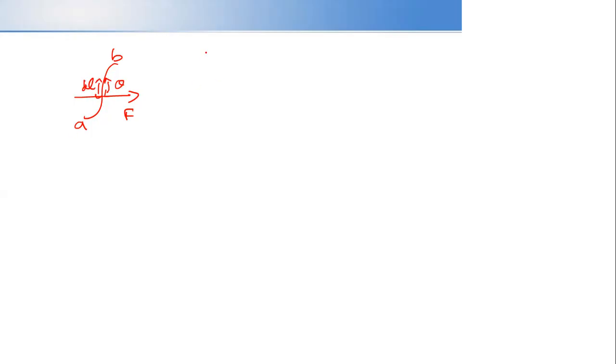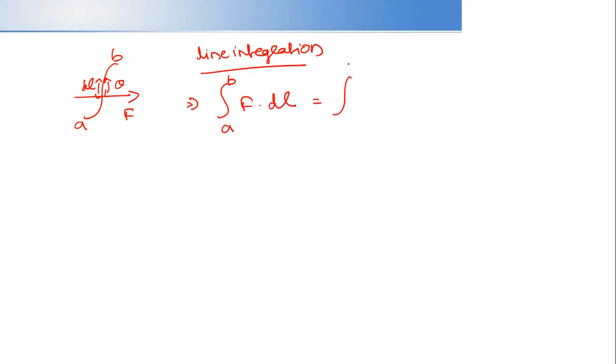Then the line integration will be like integral A to B. We just need to do F dot DL. That is the use of dot product. That is A to B F cos theta DL. That is the projection of DL onto the vector F. Okay. That is, in order to do the line integration, we should project F in the direction of DL.